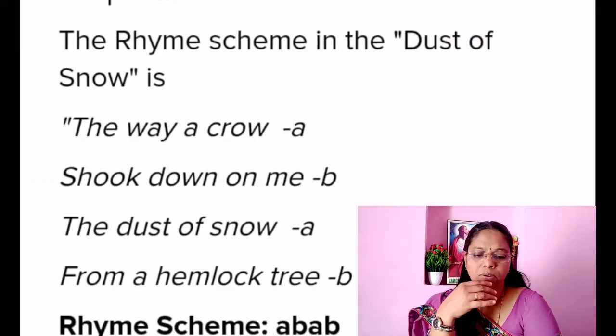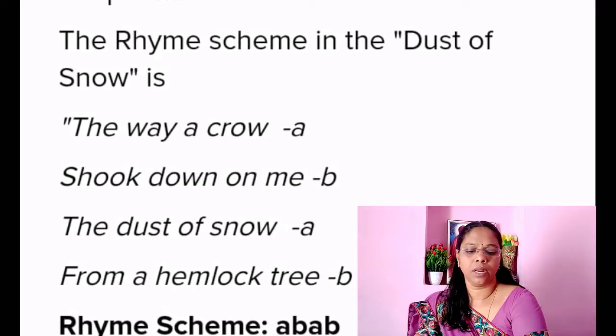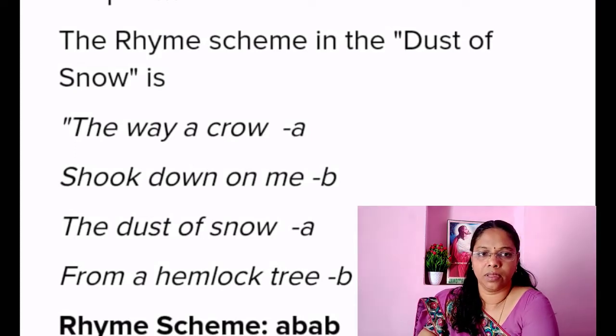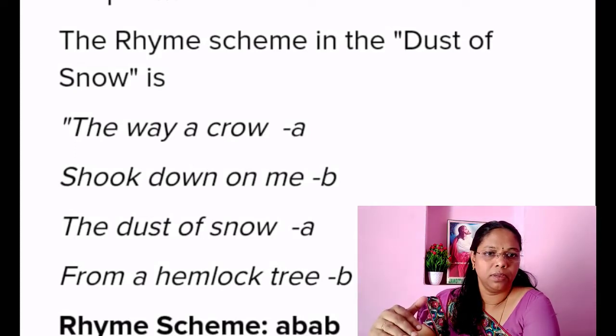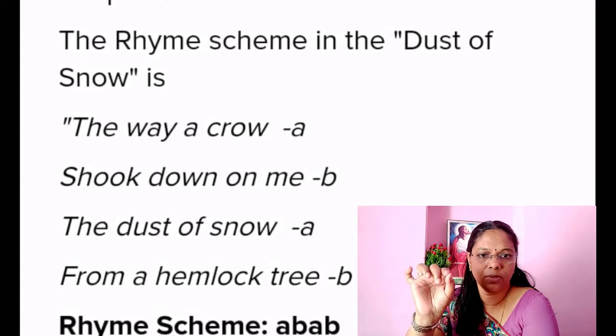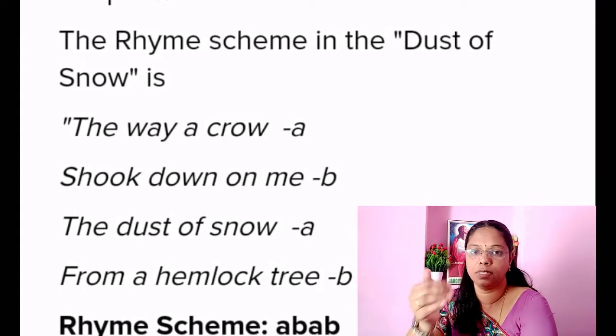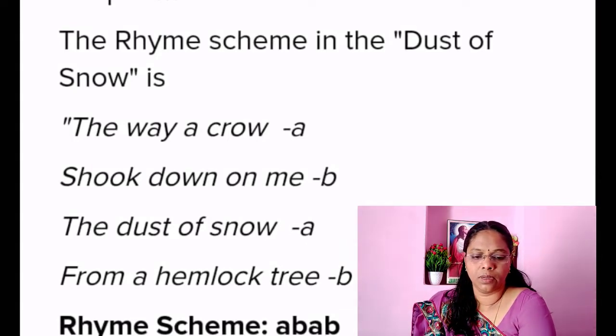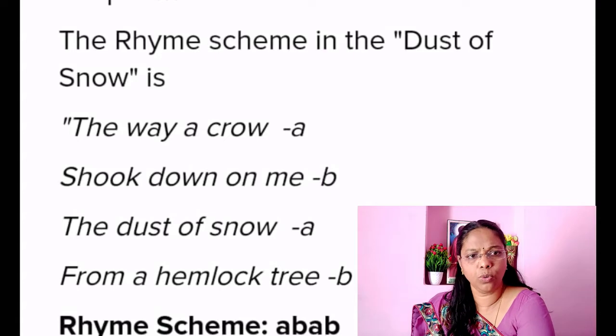So when we come to Dust of Snow, the rhyme scheme I mentioned yesterday. What is the rhyme scheme? It's the pattern of rhyming lines in a stanza. That is, the words A, B, A, B. At the end of the last word, it repeats the sound you have seen, not the spelling or the exact word. It's a pattern of rhyming lines in a stanza or throughout the poem.